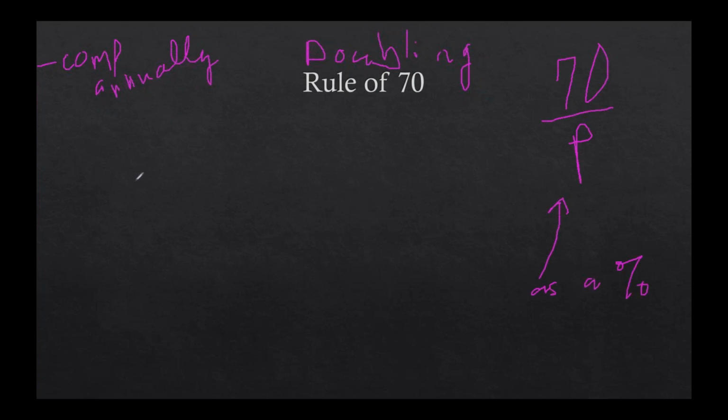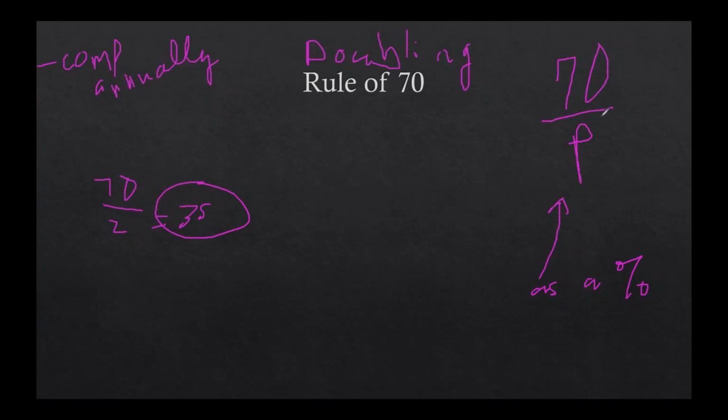All right. And again, this is an approximation. It's not exact. It's just saying, hey, if I know my money is compounding annually and it's 2%, I would take 70 divided by 2, and it would take approximately 35 years for that money to double. And it doesn't matter how much money you have because of the percentage, right? Things based off percents, it'll double no matter what.